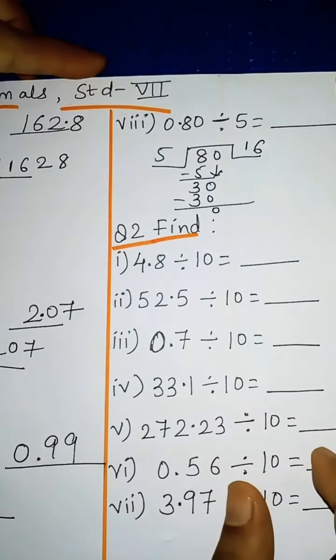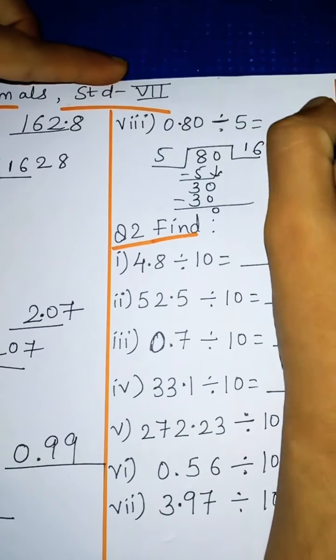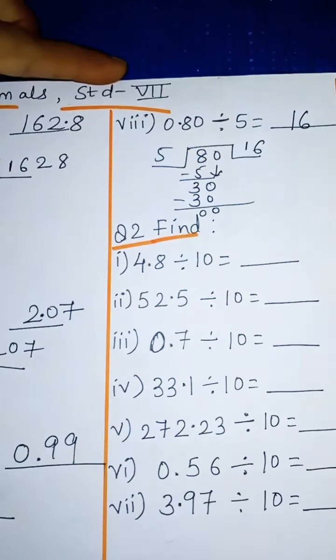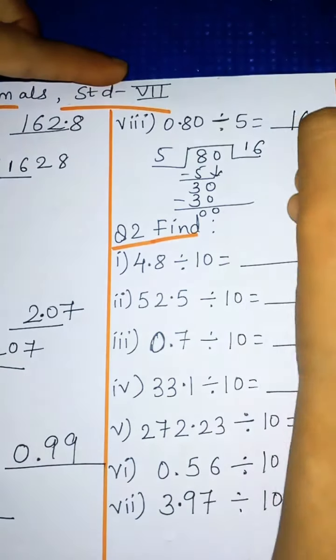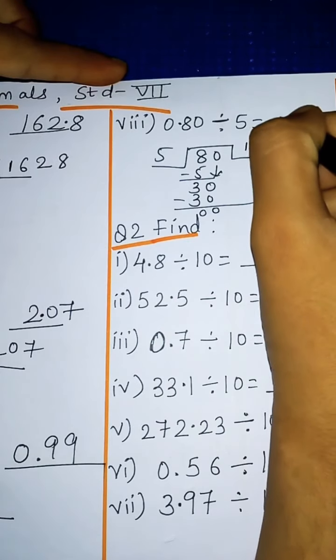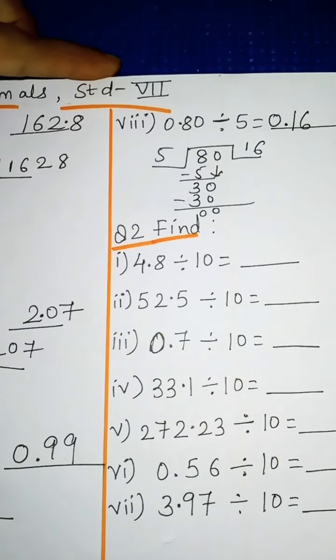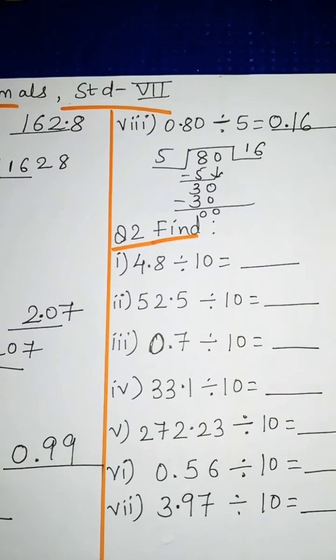So 16 we are getting. So 16 I am writing here. Again, in the question the point is after 2 digits. So after 2 digits means here I will keep the point. So 0.16 will be our answer. So this is the 8th one. So here our question 1 is over.